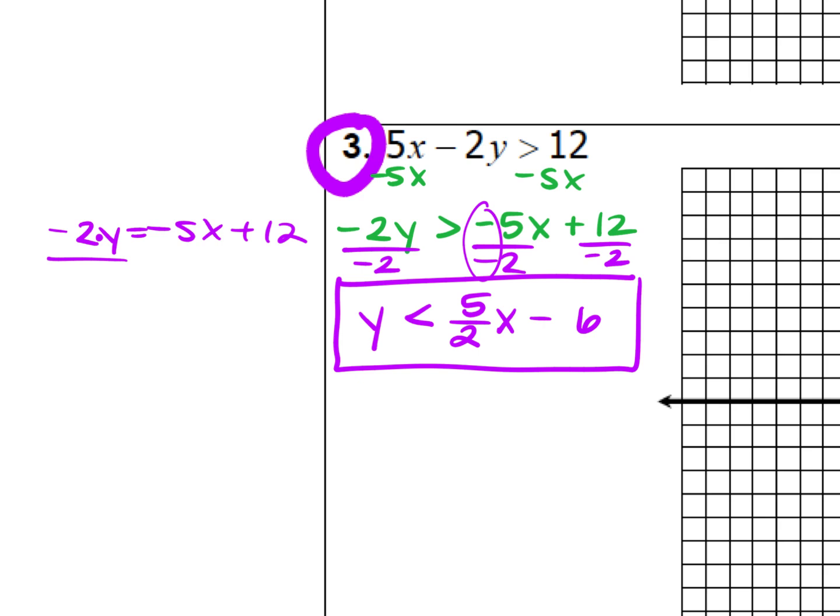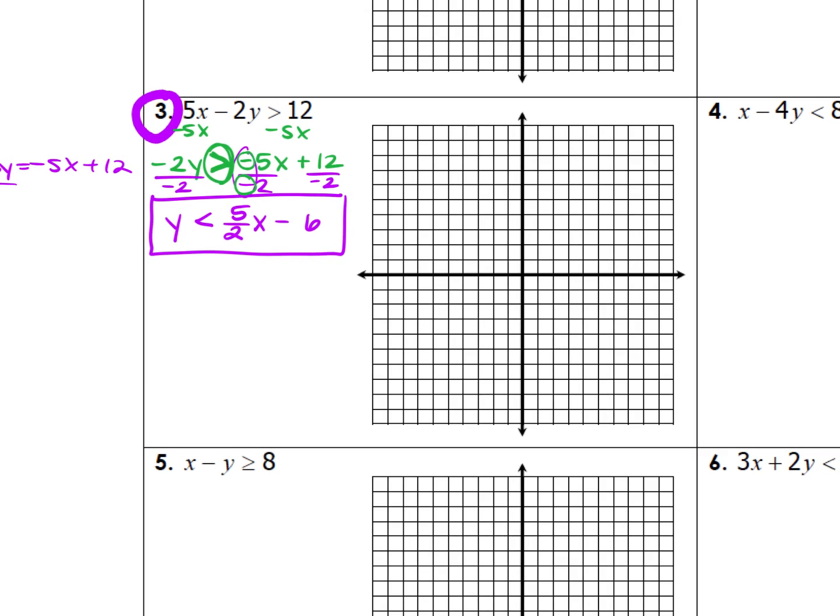Where do you move for that, Jameson? No. 5 over 2, don't you? You said you flipped it. You flipped that on the last one. You flip the symbol. You change the sign. So negative over negative is positive. You don't flip the numbers. You flip this guy, the inequality. So where do we move for 5 halves x minus 6? Down 6. 1, 2, 3, 4, 5, 6.